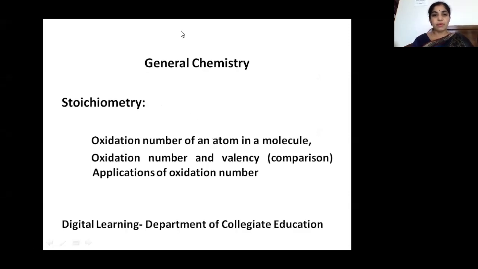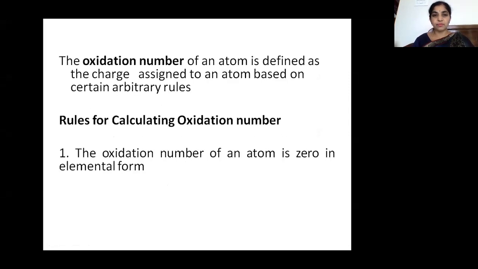General Chemistry paper with the topic stoichiometry. Under that I am going to discuss about oxidation number of an atom in a molecule, oxidation number versus valency, that is comparison, and lastly we will discuss about applications of oxidation number.